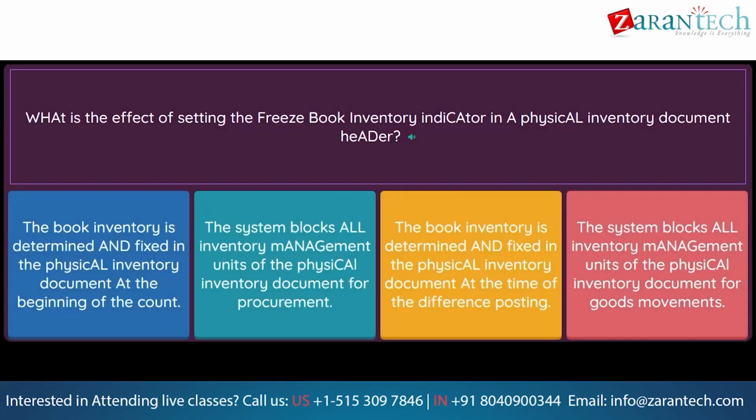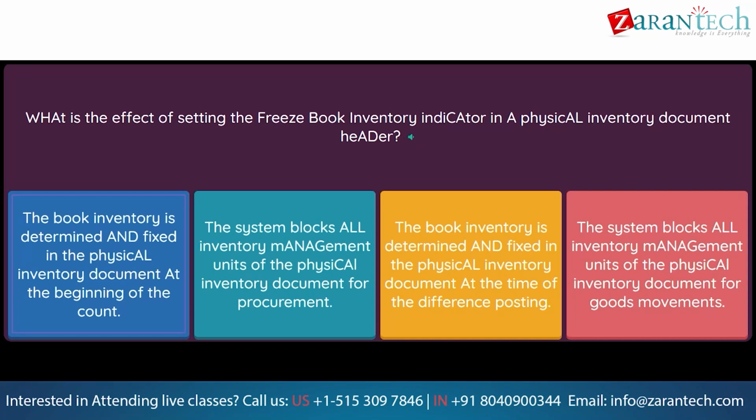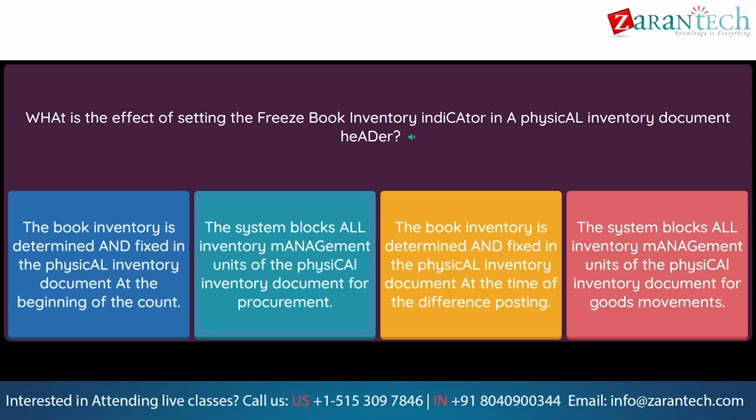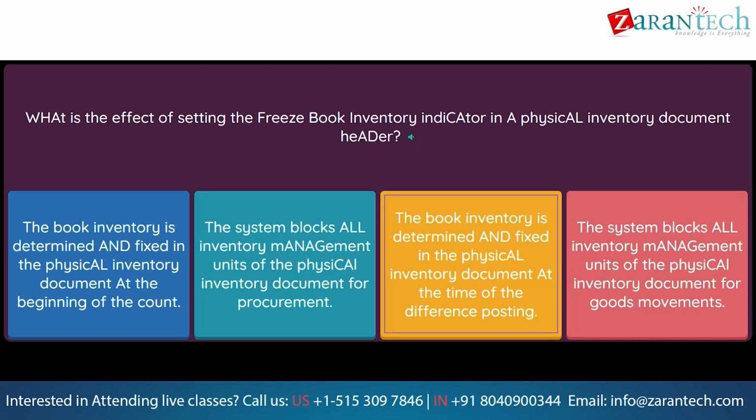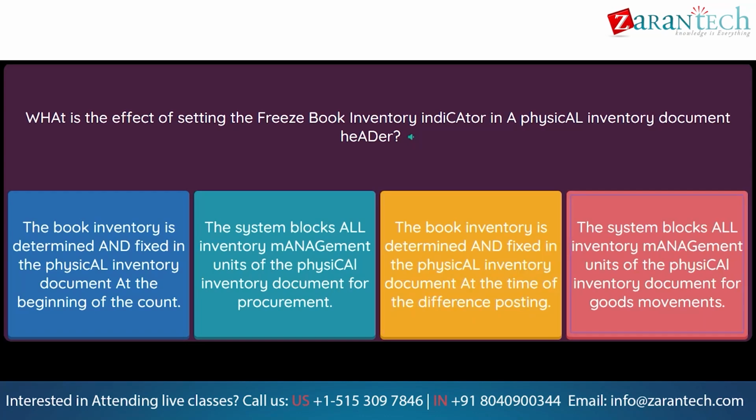Question: what is the effect of setting the freeze book inventory indicator in a physical inventory document header? Option 1: the book inventory is determined and fixed in the physical inventory document at the beginning of the count. Option 2: the system blocks all inventory management units of the physical inventory document for procurement. Option 3: the book inventory is determined and fixed in the physical inventory document at the time of the difference posting. Option 4: the system blocks all inventory management units of the physical inventory document for goods movements.